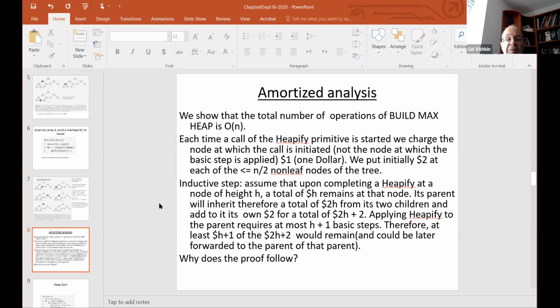Now, to remind you why this completes what I'm trying to establish here. Because I started with a positive balance of n dollars, and I remain with a positive balance, which means that the total number of operations I've done is no more than n. Does this make sense to everybody?